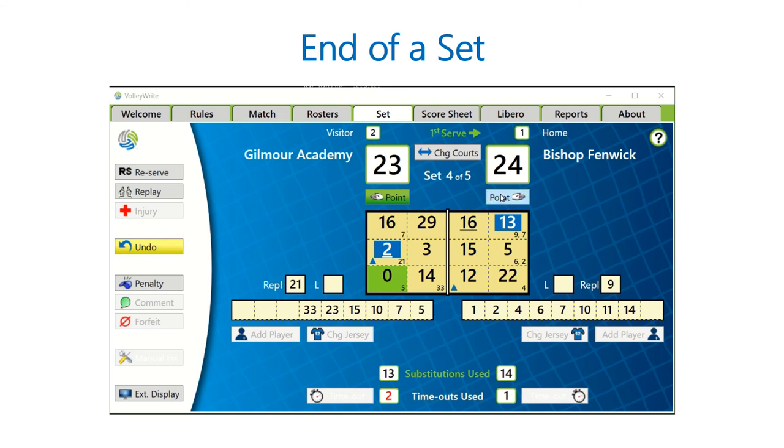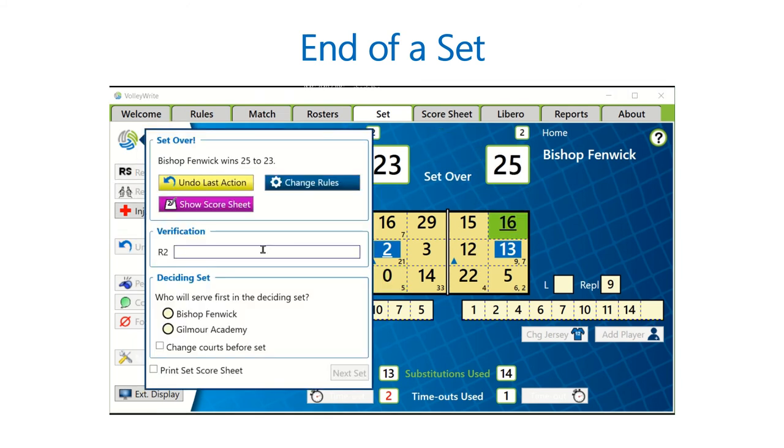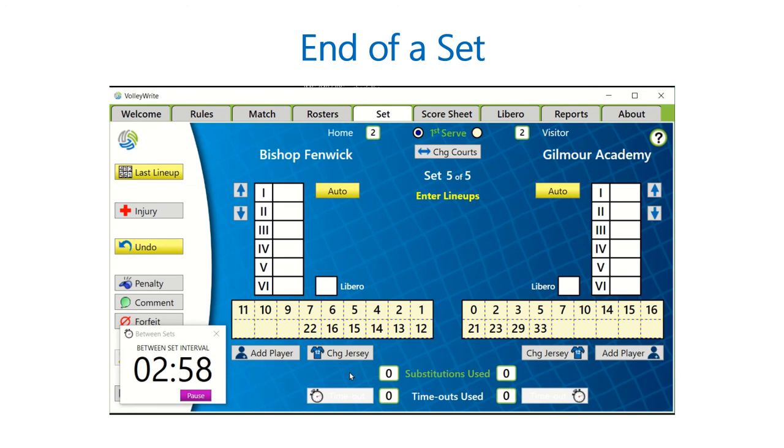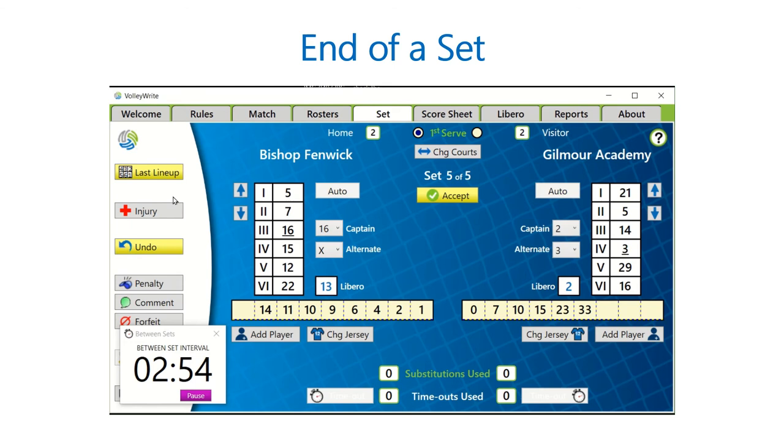Before a deciding set, the end of set dialog has a section to indicate which team will be serving first and whether the teams will be changing courts. When you go on to the next set, the last lineup button loads the starting players from the previous set, which may save you some time at higher level matches. Sometimes you just have to rotate the starting lineup using one of the rotate buttons.